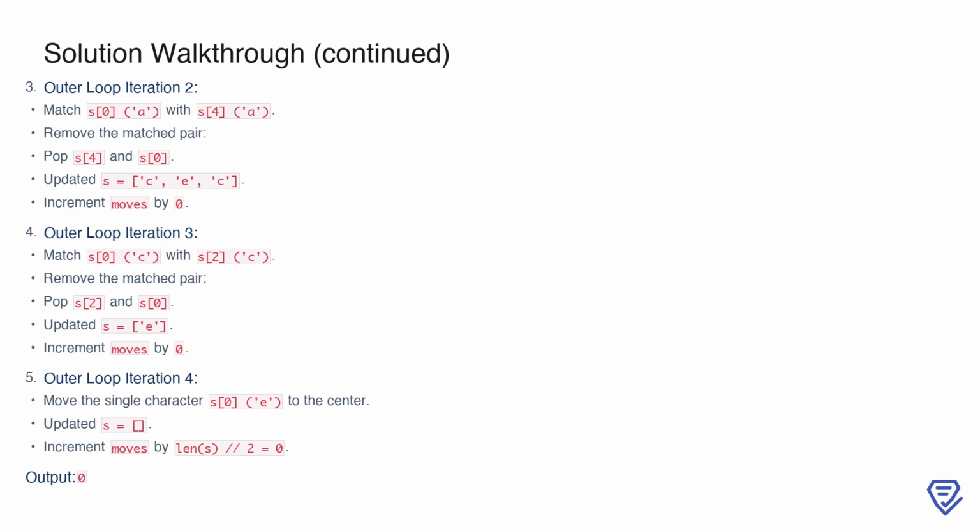Then, the leftmost C matches with the rightmost C, and removing this pair reduces the string to E. Finally, the single remaining character E is moved to the center by default, resulting in an empty string. Throughout these steps, no additional moves were needed, so the total moves remains at 0. The output for this example is therefore 0, highlighting that no rearrangements were necessary for an already palindrome-structured input.